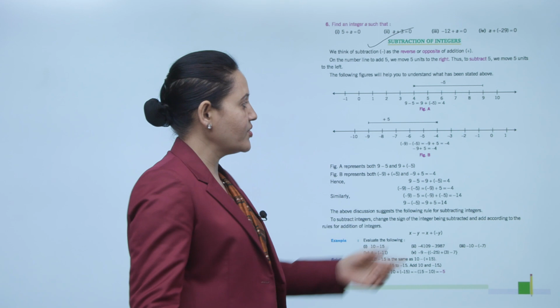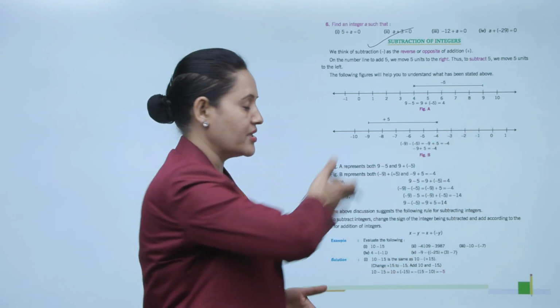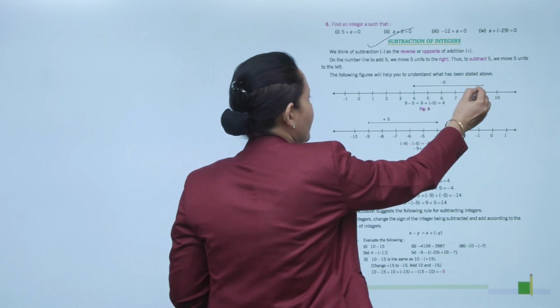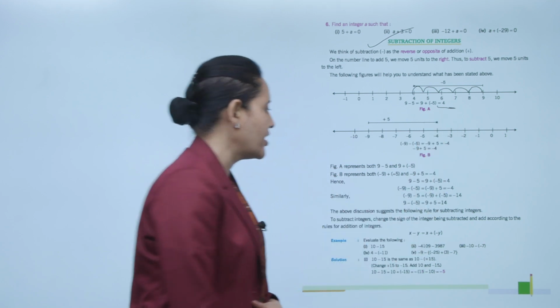9 minus 5. So, here is 9. We have to subtract 5. So, we'll move 5 places backward on the left. 1, 2, 3, 4, 5. So, the answer is 4. Clear?